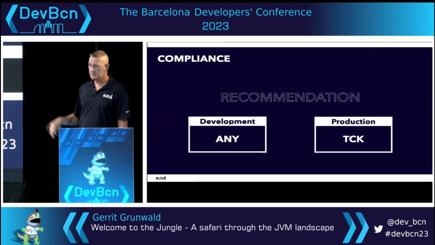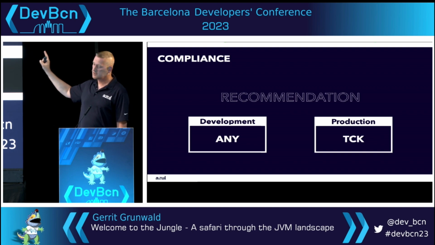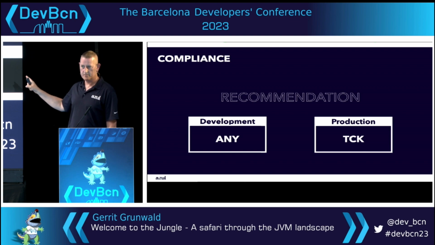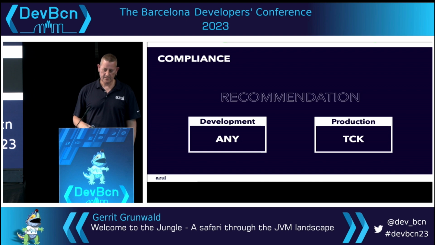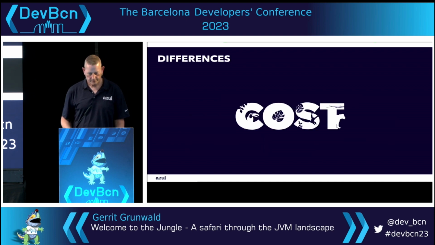For development, you can use whatever you like, but in production, please use a TCK compliant JDK. Very important. Because like I said, if you use Dragonwell and you are one of these rare cases where the tests fail, then your production system will fail. And there's no guarantee that Dragonwell will fix it. Why should they? They say, we are not TCK compliant, so it's your fault, right?